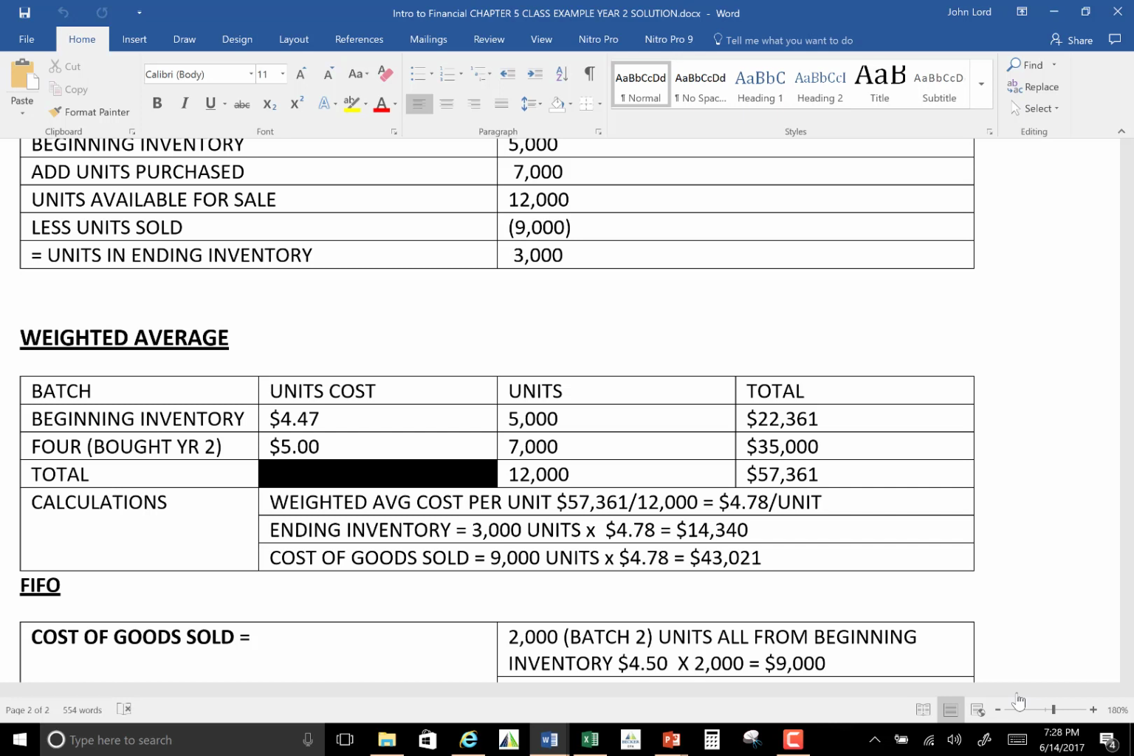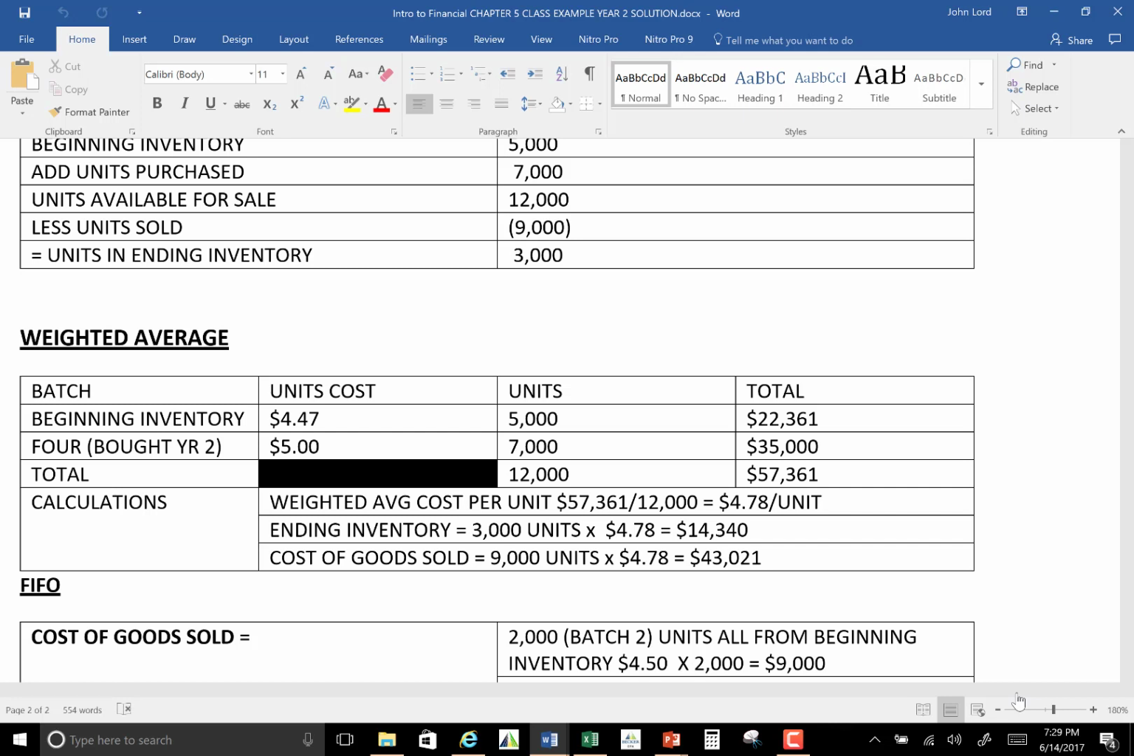I add those two numbers together, 57,361, and I divide that by what? The 12,000 units, which was the 5,000 units in beginning inventory, plus the 7,000 units that I just purchased this period, right? And I come up with a new weighted average per unit, don't I? For year 2, and that comes out to about 4.78. And I think that one's a little closer, that you don't have to use all those irrational numbers to get it right.